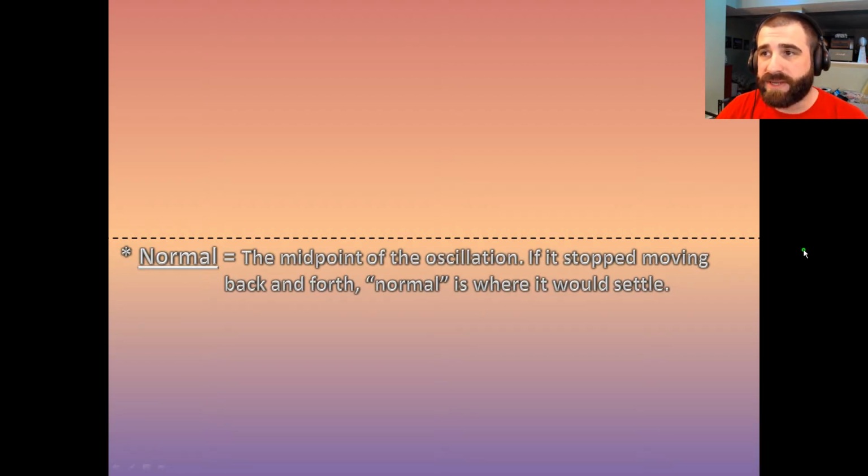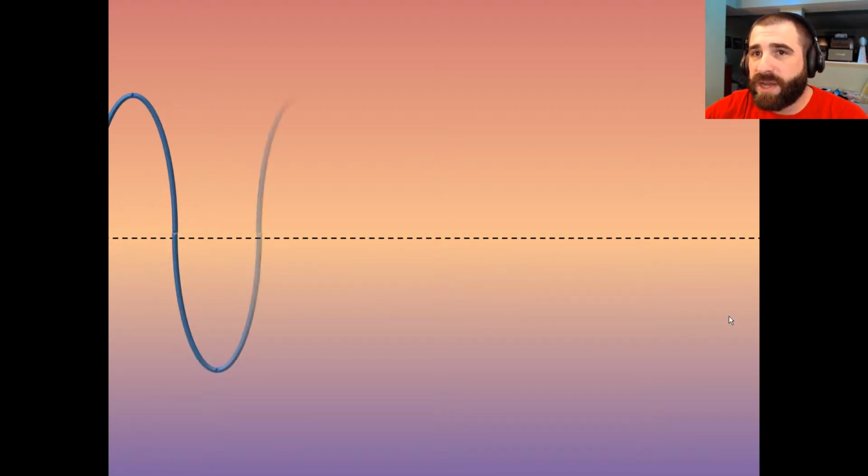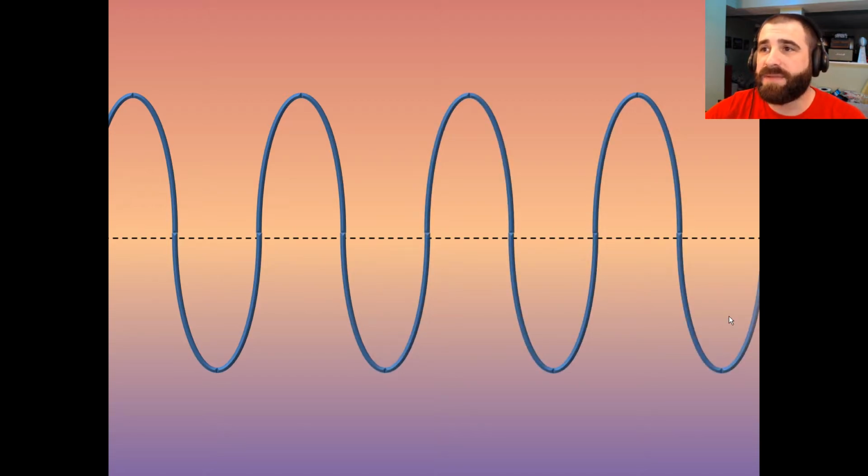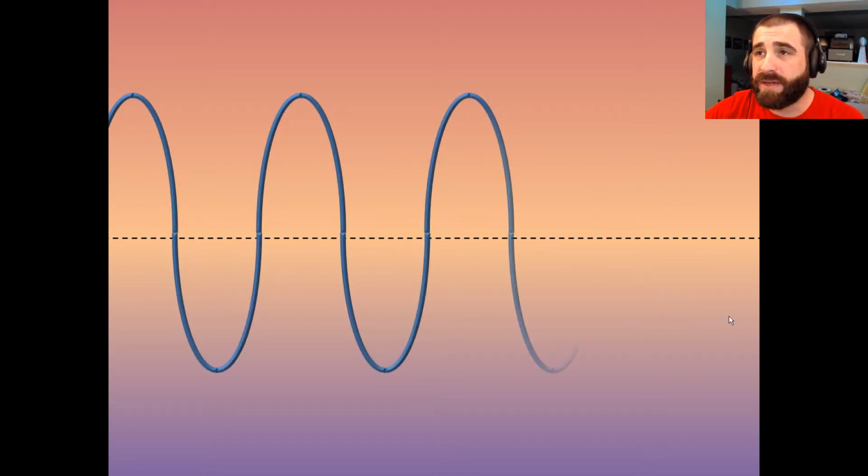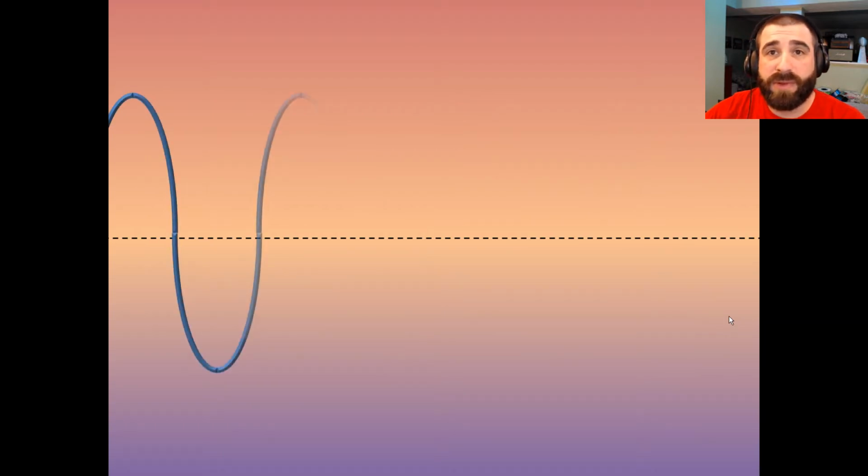So in this case, it would be represented by just a straight line, like if we just held the slinky before we started oscillating it, like that. Yes, I'm dancing. You're welcome. And it's important that we define that because some of these other terms that we're going to be talking about are going to be referenced from the normal.